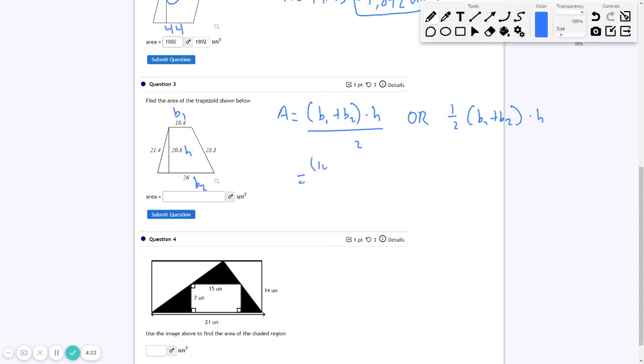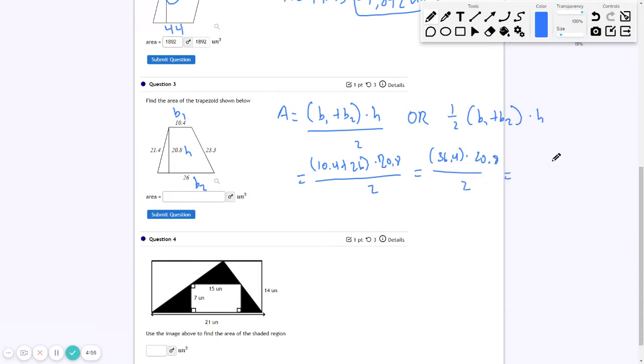So base 1 is 10.4 plus base 2, which is 26, times the height, which is 20.8, all divided by 2. So there's a lot of calculations here. I like to go step by step. So I'm going to do 10.4 plus 26, which is 36.4, times 20.8. So I'm going to rewrite all these steps here. So that's going to be 36.4 times 20.8, all divided by 2.